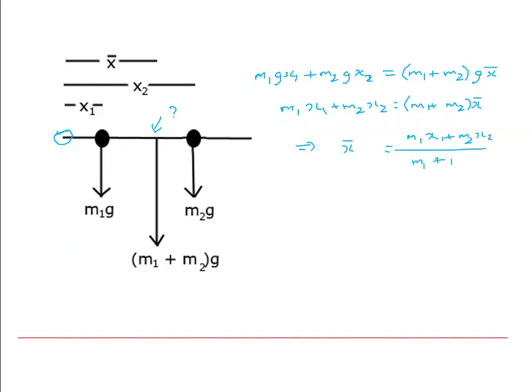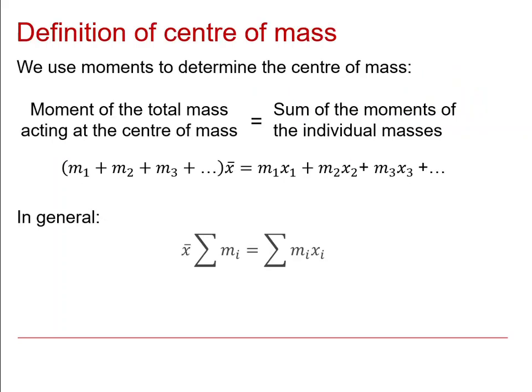Now what we're going to do is generalise that to any number of masses. You're going to have a string of products on the top and a string of masses on the bottom. So there's our general definition, and it's compactly summarised at the bottom. We're going to say x bar is equal to sigma mi xi, the sum of all the mass-coordinate products, over the sum of all the masses.